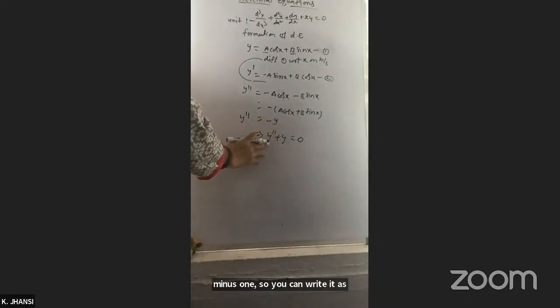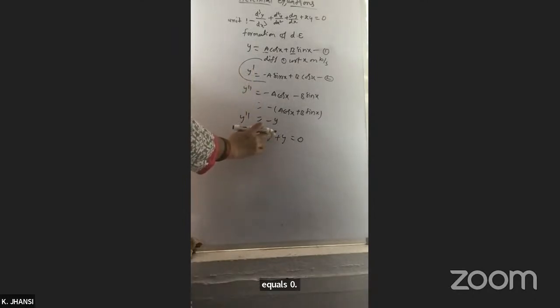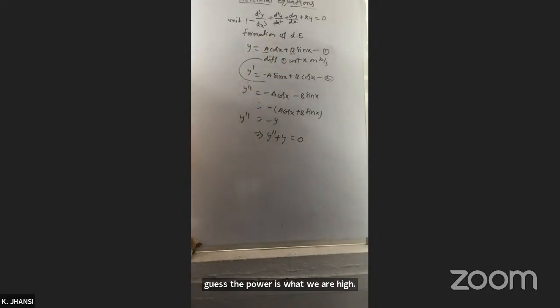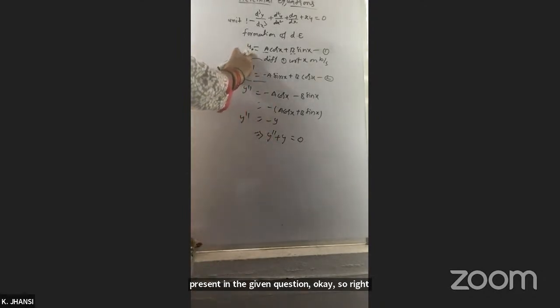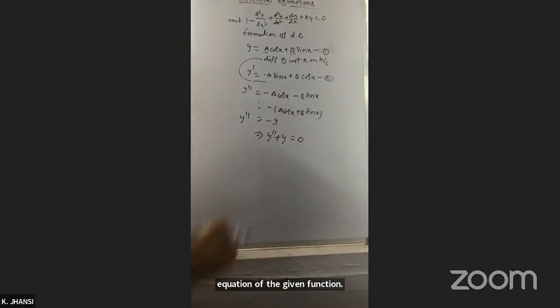Here we did not get y dash. But the highest differentiation represents the constants present in the given question. So y double dash plus y equals 0 is the differential equation of the given function. If you substitute that y value in this differential equation and check, it will also be the solution of that one.